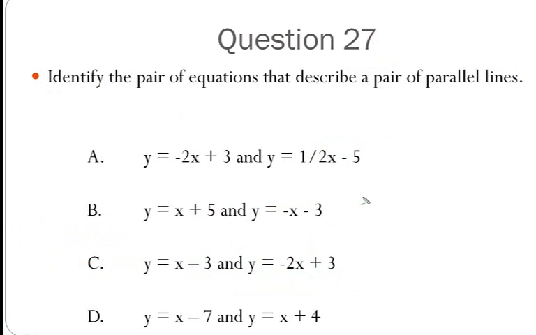Alright, last but not least, number 27. Identify the pair of equations that describes a pair of parallel lines. So by now, I shouldn't have to say it, but parallel lines have the same slope. So the slope is going to be the same. I guess I should have put same slope instead of slope same, but it's all good. You get the idea. Same slope.